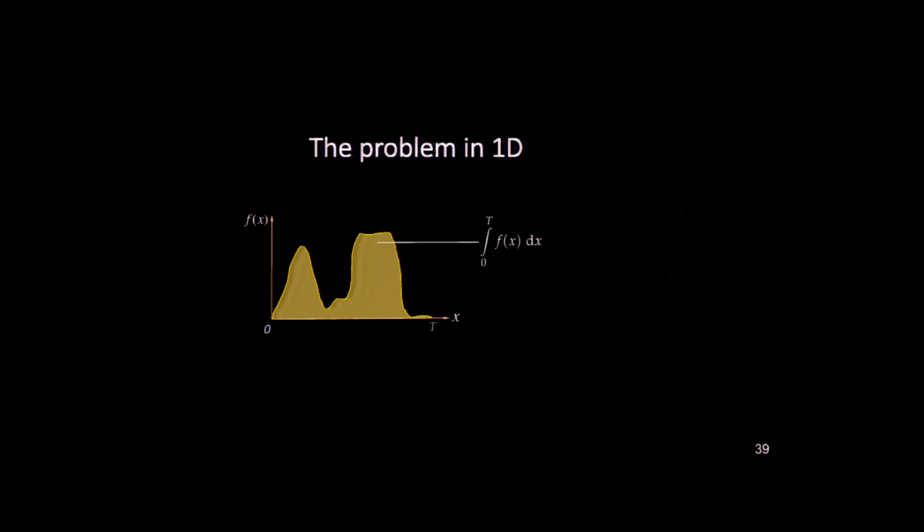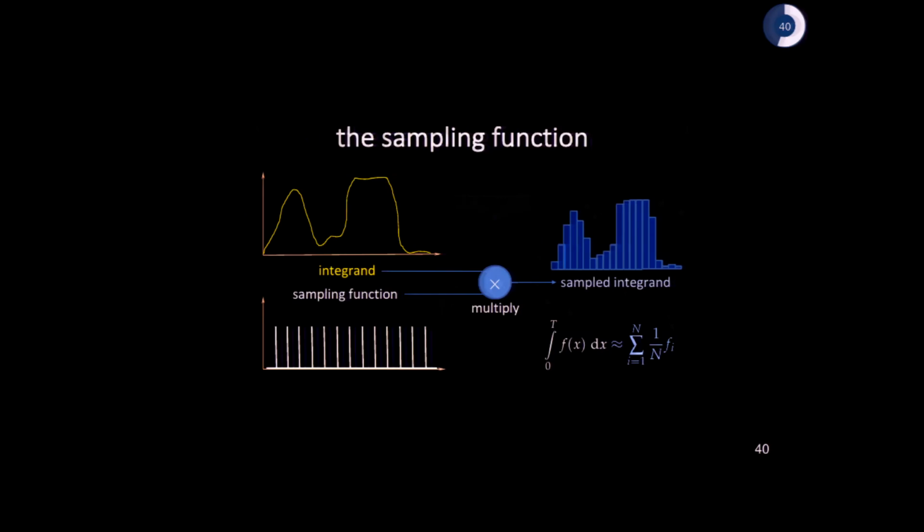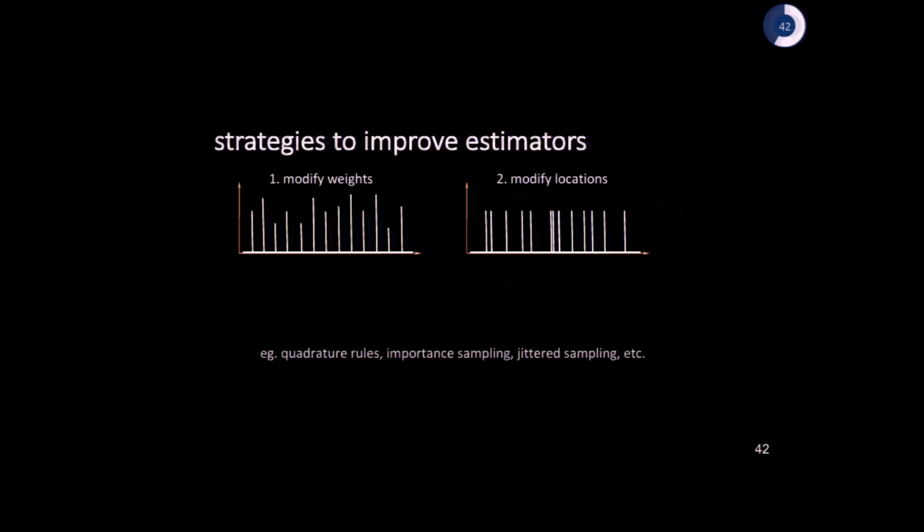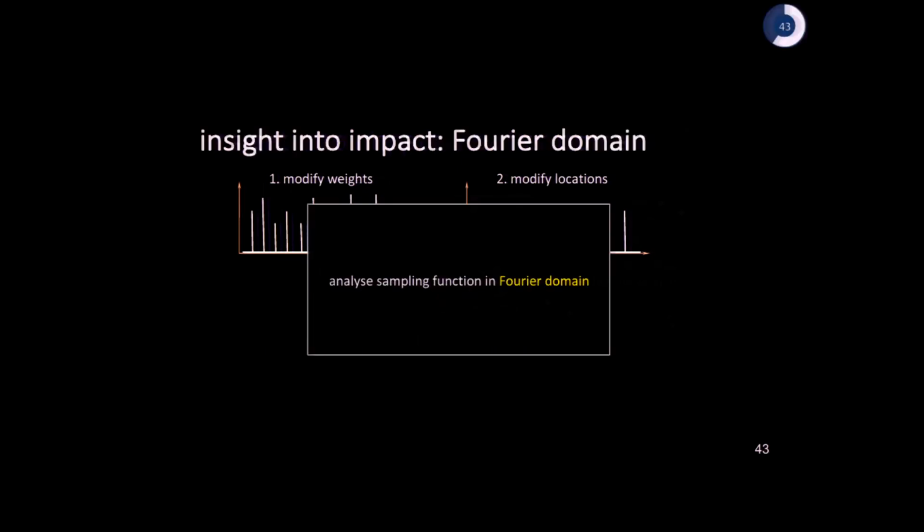And we've already looked at this 1D integration problem, right? And I said, you can look at the 1D integration as a product of this and the sampling function. You multiply them. Similar to our reconstruction problem, you can look at it as what we did yesterday, the Monte Carlo estimator. Again, we're looking at the sampling function, which is not different from what we did for reconstruction. We could modify the weights associated with the samples, as we did with our reconstruction. We could also modify the locations, obviously, with random sampling. We talked about jittered sampling yesterday, importance sampling, and quadrature rules, which we also talked about.